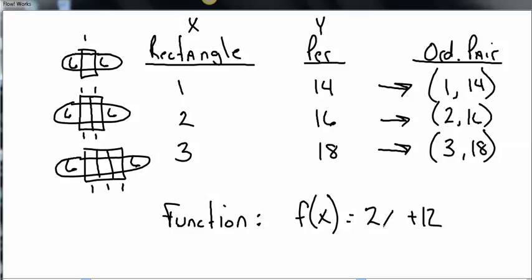So 2x plus 12 is your function, with x being the number of rectangles and your y, or your function of x, being the perimeter. Your ordered pair is x and function of x, also known as y. So 2 times the number of rectangles plus 12 will give you the perimeter.